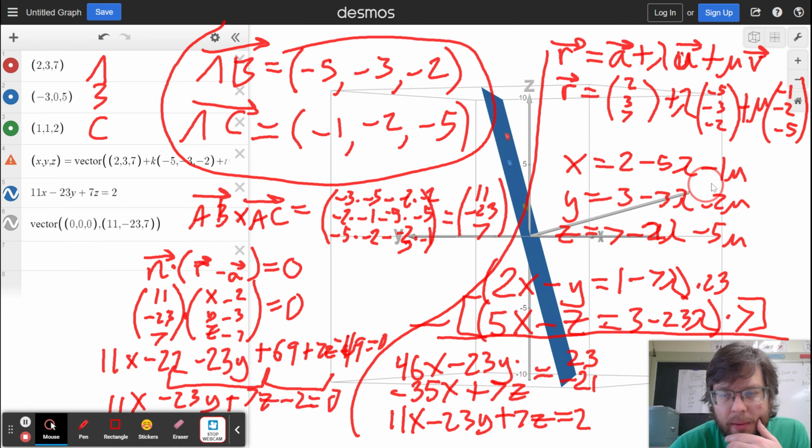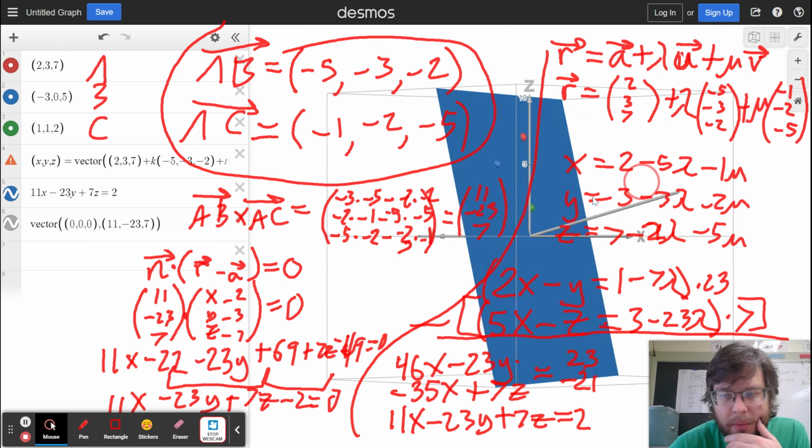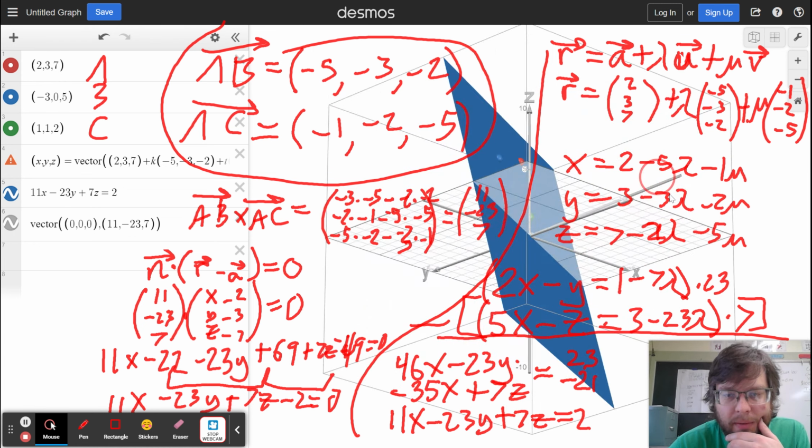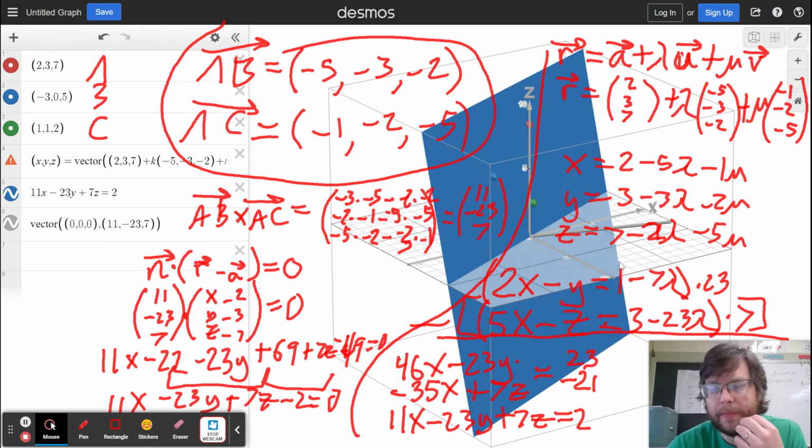And after all that work, we can see that that normal vector is perpendicular to the plane. Normal vector is perpendicular to the plane. And that was the whole point. All right, thanks for watching and bearing with my inexperience with Desmos 3D. Ask questions.